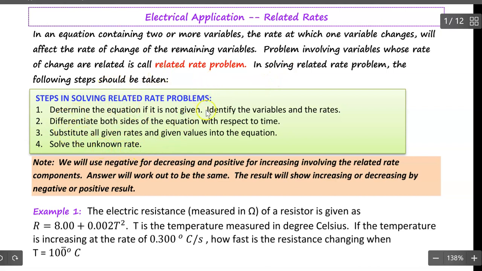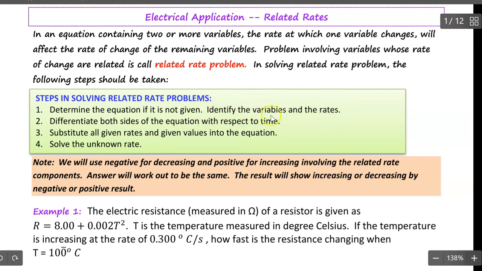I identify some steps here for everyone. Some steps you may not have to follow, and some steps we may have to make sure that we have done correctly. So I put here: determine the equation if it's not given, but most of the time I believe the equation will be given to us, and we identify the variables and the rates. This is the most challenging part of the word problems.